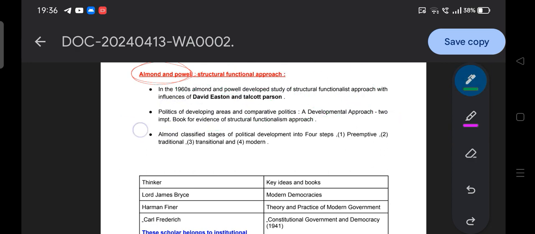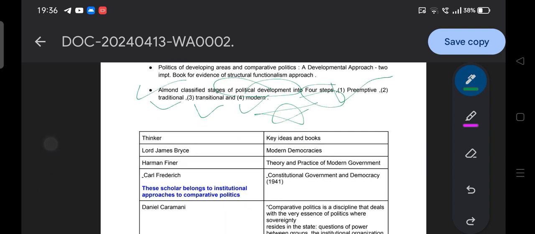Then moving to the next point, Almond classified the stages of political development in four steps. What are they? Primitive, traditional, transitional and modern. So simply you can get the question, which of the following is or is not a step in political development as classified by Almond. That can be possible.